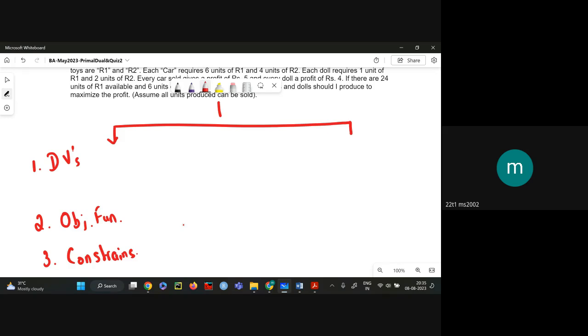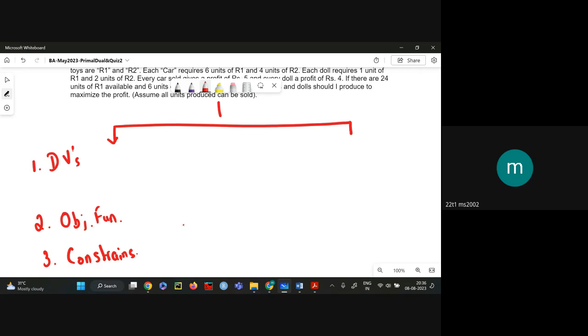The first is always the decision variable. Why? Because only if you have the decision variable, you can write the objective function. And only if you have the decision variables, you can then write the constraints. So always the first thing is the decision variable. Then what is it that you want to do? And finally, what are the constraints on it? What are the restrictions for determining these decision variables? Those are the 3 pieces.